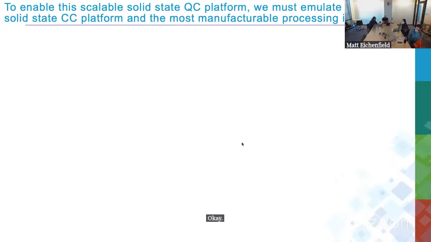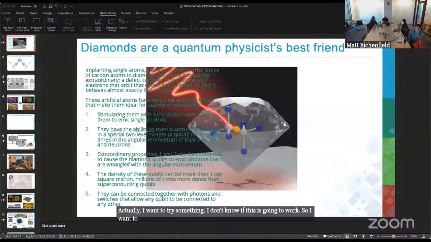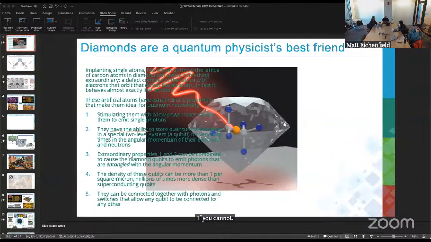I'm gonna talk a little bit about the kinds of manufacturing processes that we want to use here. Actually, I want to try something. I don't know if this is going to work, so I want to see if I can play a video and you all can hear it. If you cannot, then we will abandon that. But give me 1 second.